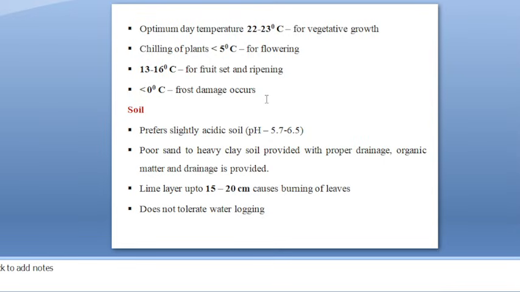And this crop is highly susceptible to frost. Even though it is a temperate fruit crop, severe frost is not congenial for the proper growth and development of the strawberry.